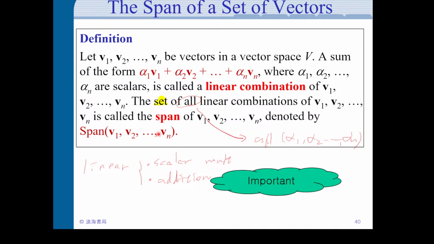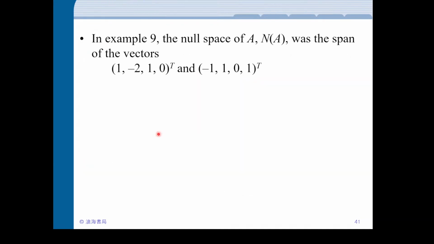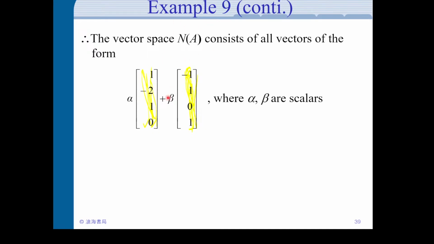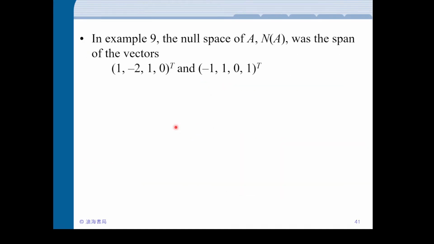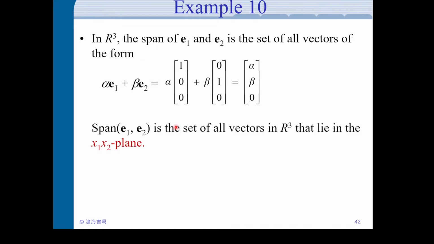Okay. Any question? And yeah, so we see that in our example, our null space, this N of A, is the span of (1, -2, 1, 0) and (-1, 1, 0, 1). Okay. Here is the idea example of span. And let's see more examples of span. Okay. And this is another example where span is a proper subspace.